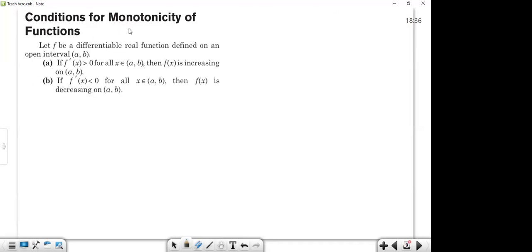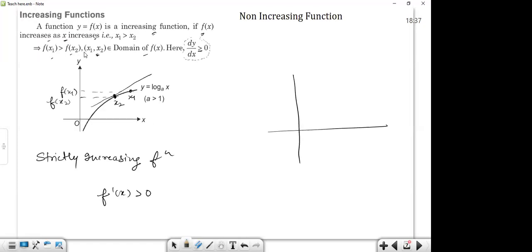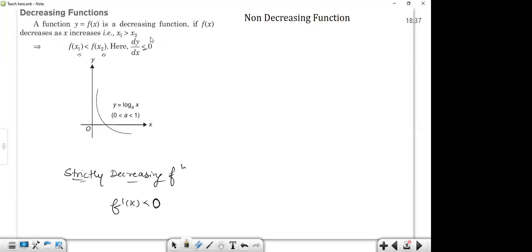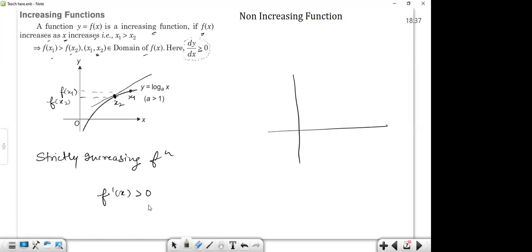So let's now discuss the monotonicity of a function. Let f be a differentiable real function defined on an open interval (a, b), where a and b are excluded and all the points between them are included. First case: if the derivative is greater than 0 for all x belonging to (a, b), then f(x) is increasing on (a, b). Earlier we were discussing the same thing, but there an equality was included for the derivative. For strictly, the condition of equality is excluded.